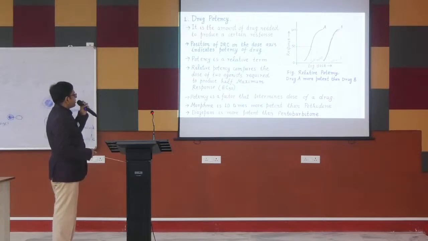Now, beyond a point, you are increasing the dose and the response is increasing gradually. But beyond a point, even if you increase the dose, the response will not increase. See, it has become stationary at the upper level. This is the upper level. It is not increasing further. At one point, the response is finished. So, this is the maximum response.